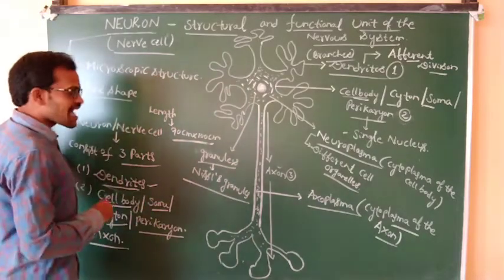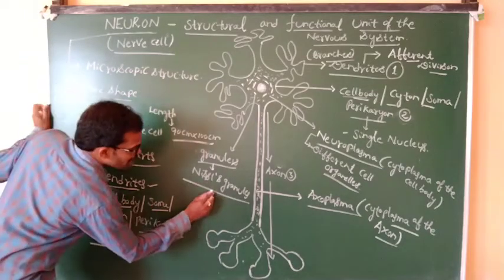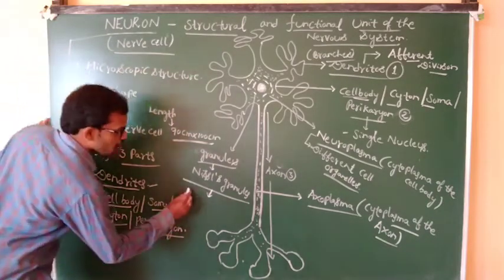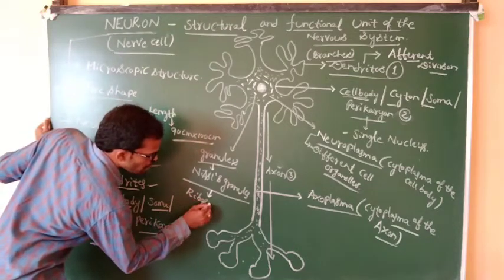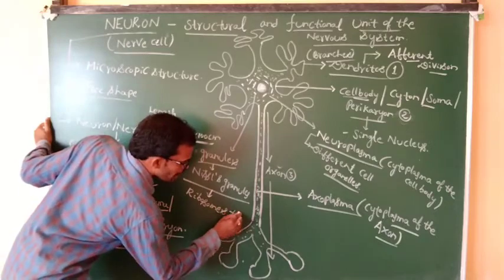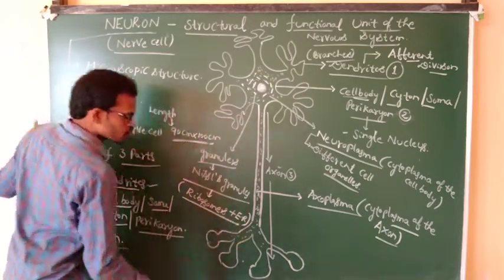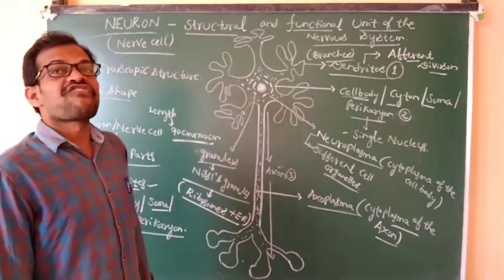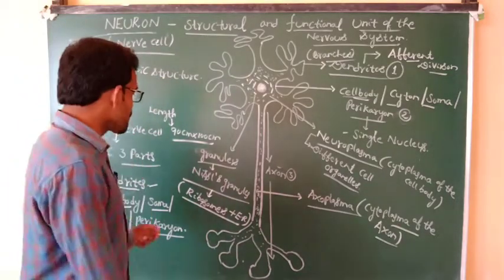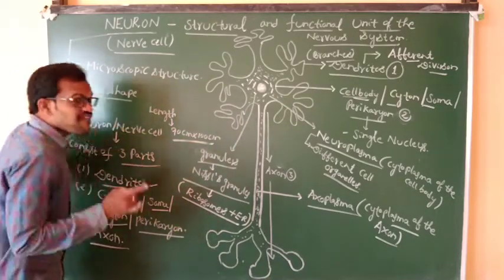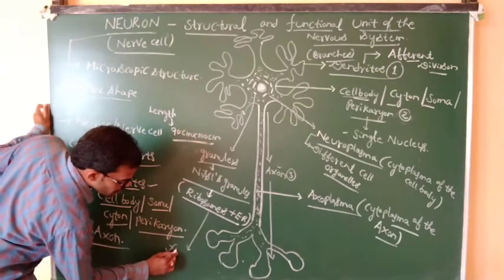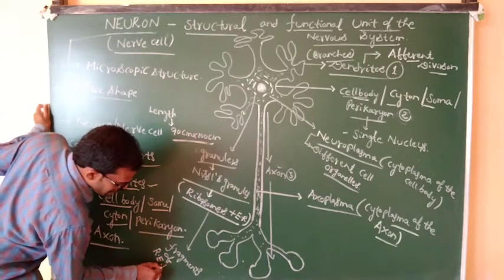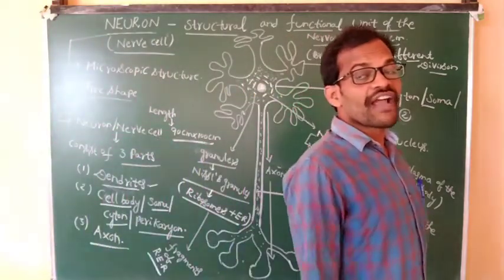Nissl granules are the fragments of rough endoplasmic reticulum. What is the composition of the Nissl granules? Ribosomes plus endoplasmic reticulum. Nissl granules are nothing but fragments of rough endoplasmic reticulum.